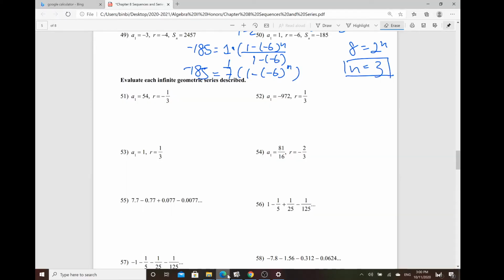Alright, so Algebra 2 Trig Honors students. This one is the last part of Chapter 8, so Part 4: finding the sum of the infinite geometric series. So let's talk about the infinite geometric series versus the regular geometric series.